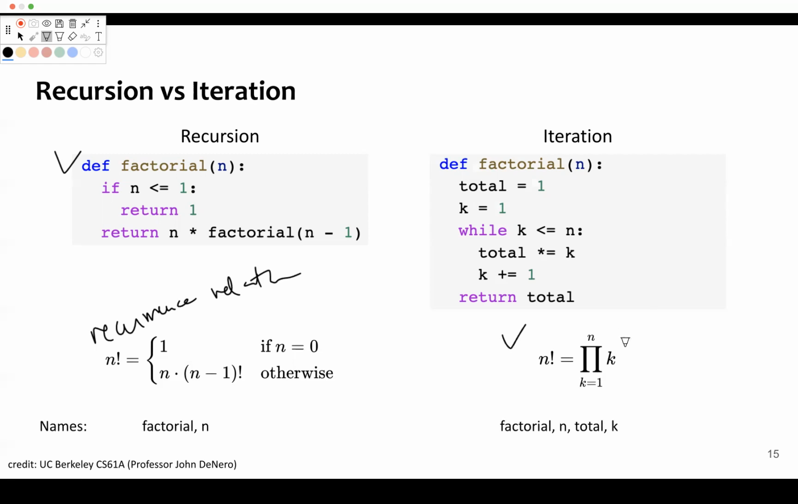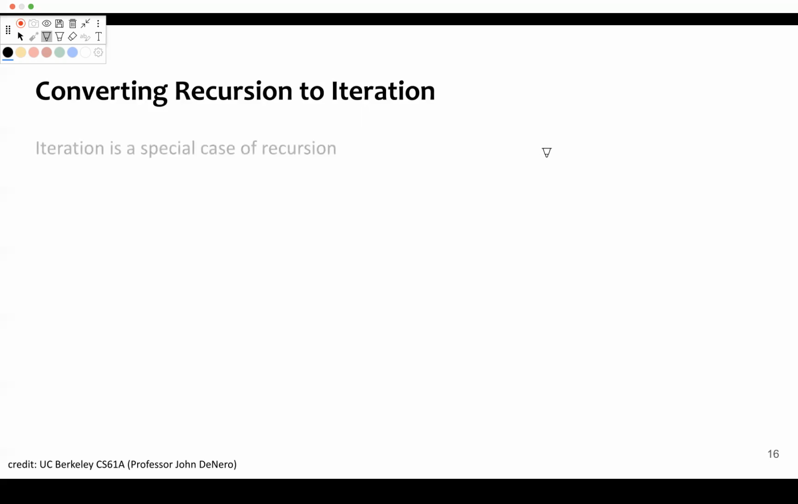And another difference is recursion uses fewer names. So it uses just factorial and n, that's all. However, iteration defines more variables. So here we use total and k. So these two behaviors are pretty much the same. And one different thing is recursion calls functions multiple times, while iteration does not involve function calls. And because iteration is a special case of recursion, you can convert recursion to iteration and iteration to recursion.